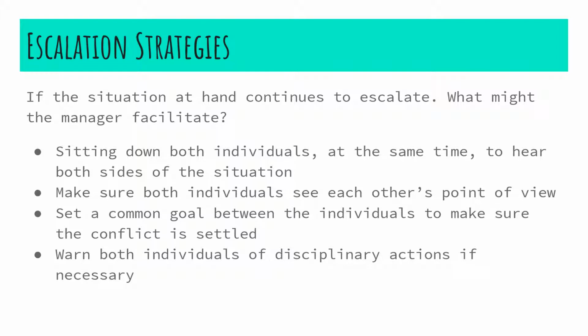If the situation at hand continues to escalate, the manager might need to sit both individuals down at the same time to hear both sides of the situation, so we're not getting any he said, she said, and at least both parties can tell their side of the story. We need to make sure both of the individuals see each other's point of view, set a common goal between the individuals to make sure the conflict is settled, and then warn both individuals of disciplinary actions that may be necessary if they cannot resolve the conflict.